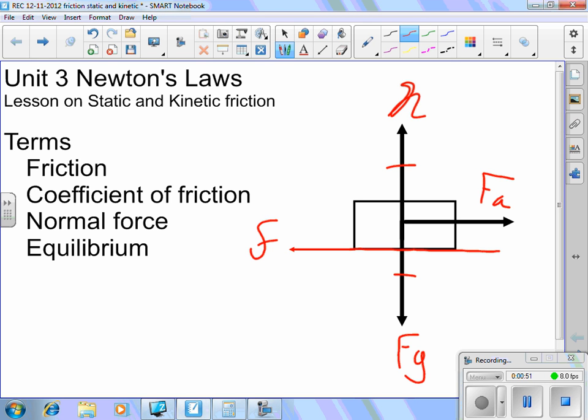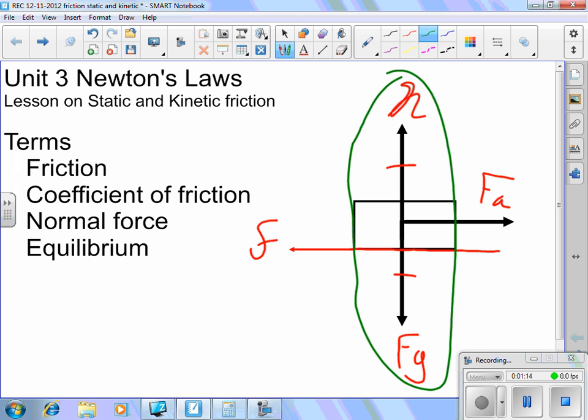So, no motion vertically, but there could be motion in the horizontal direction, which means there could be a net force, could be an acceleration of some sort. We'll go over these terms relating friction to static and kinetic friction, and also talk about the coefficient of friction relating it to normal force. And by the way, the term equilibrium fits very nicely here, because the force of gravity and the normal force are currently in equilibrium.